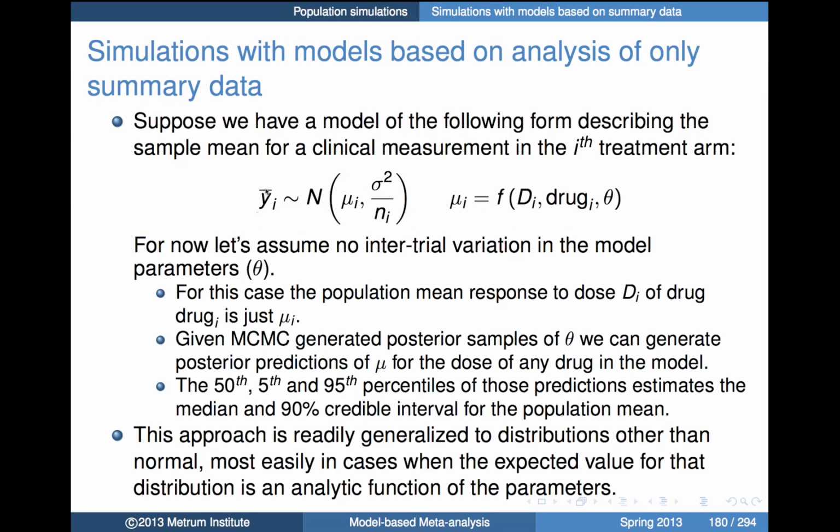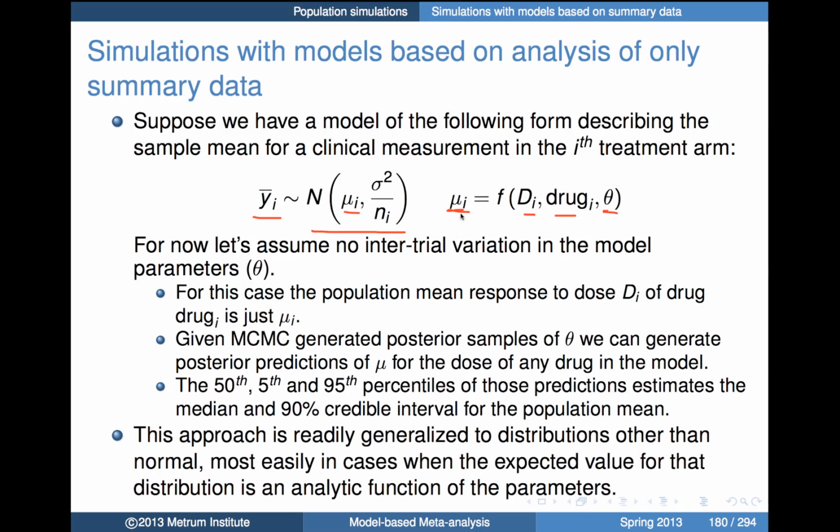So here we've got our Y bar i representing our sample mean for that ICE treatment arm, and we've got that described in terms of a likelihood describing the residual variation here. So it's normal with some mean mu and some variance, sigma squared over n. And then our model of the effect of that particular drug and dose is captured in terms of this mu i being some function of dose and the drug and some other parameters that we're estimating in our modeling problem.